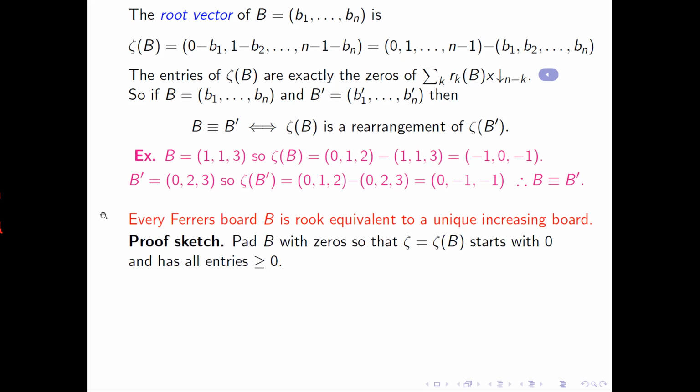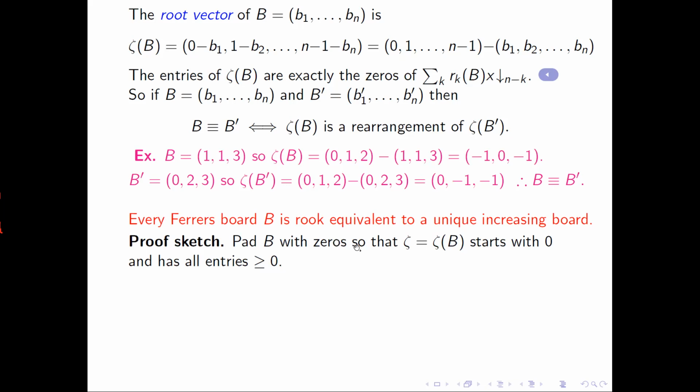Let's do a proof sketch. Like I said, it's going to be a proof sketch. So the first thing that we're going to do is pad the board B that you start with, which isn't necessarily an increasing board, with enough zeros so that the root vector of B, and by the way, it's annoying to have to keep writing root vector of B, so I'm going to call that just zeta for short, for this board right here.